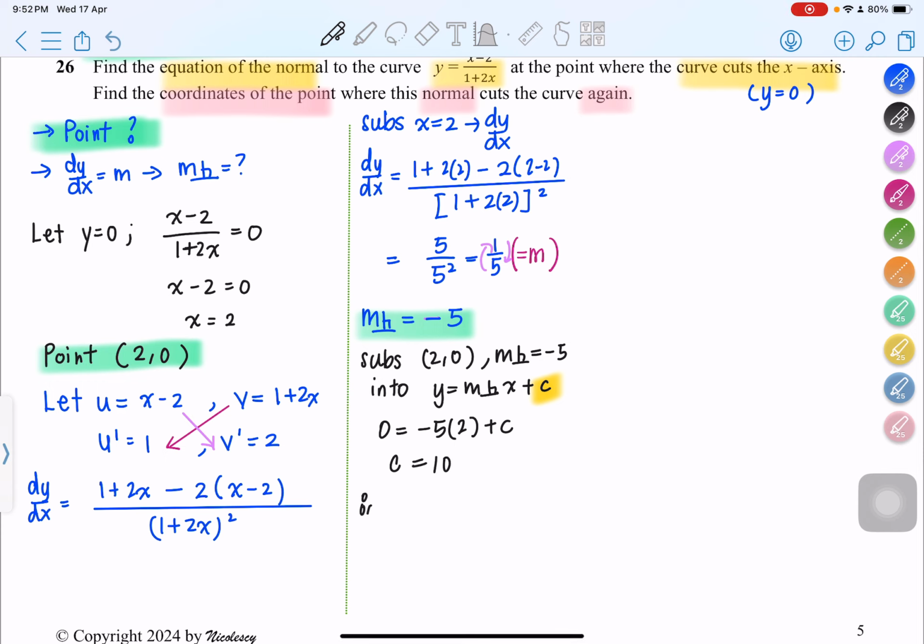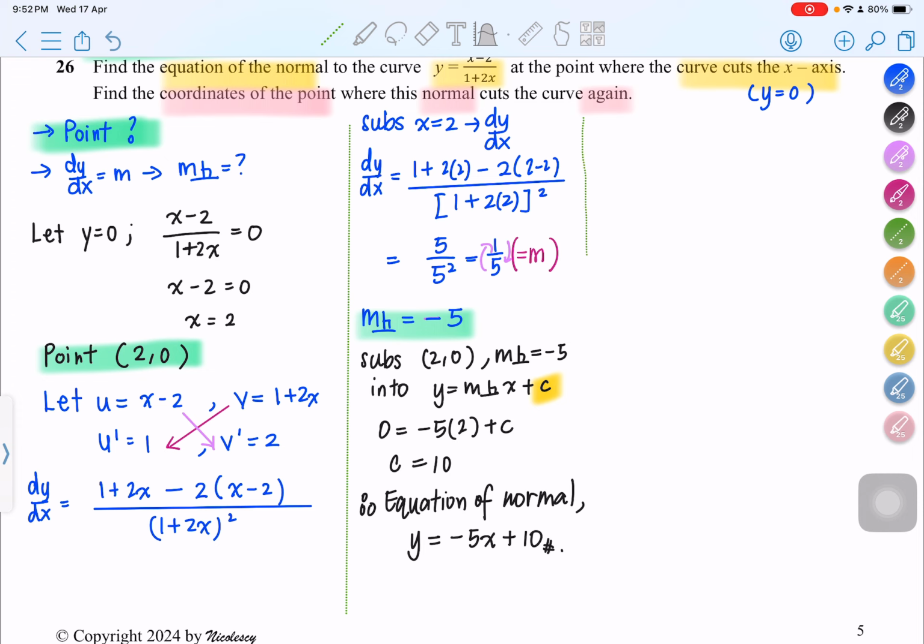Therefore my equation of normal is y equals negative 5x plus 10. Okay, now the first part of the question is done.